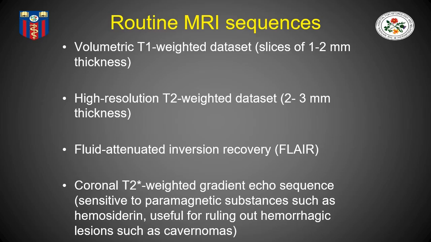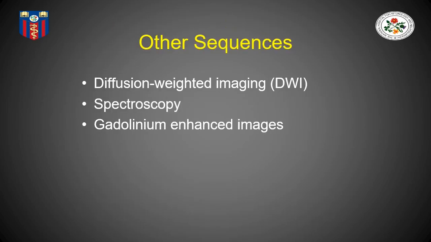In terms of sequences, most commonly utilized are a volumetric T1 image, a high-resolution T2, a fluid-attenuated inversion recovery, and if there is a suspicion of vascular lesions such as cavernomas, T2 star weighted and gradient echo sequences can be particularly helpful. In the study of the patients, the use of diffusion-weighted imaging is essential to acquire DTI, spectroscopy, and also sometimes gadolinium-enhanced images in case of patients harboring a tumor.